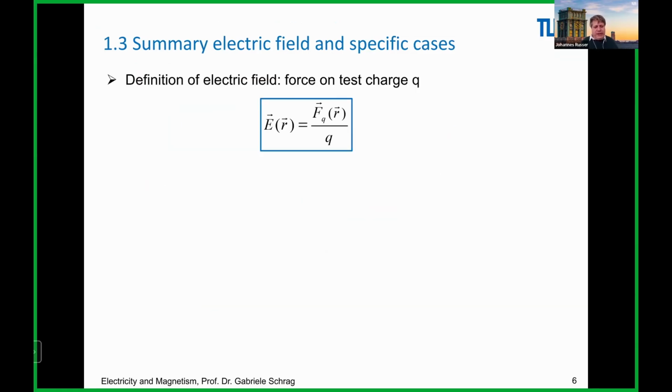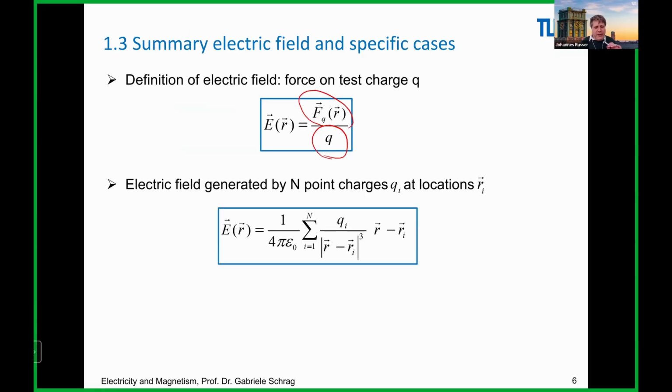So we define this electric field, and the electric field is defined by the force on a test charge. So the electric field is the force field divided by Q. When we now have N point charges, then we go back and use our equation 1.2 from Coulomb's law, where we have the multitude of charges being responsible for the force field, and what remains is this multitude of charges, but we have divided again by the test charge.